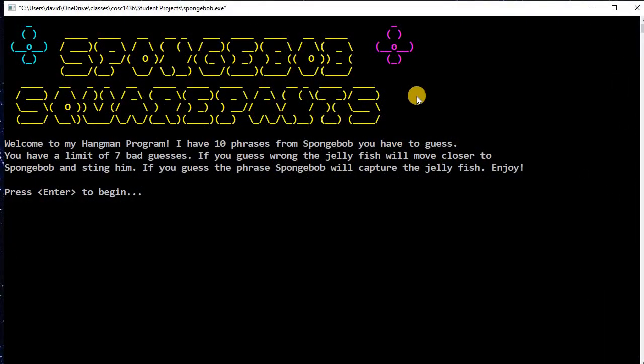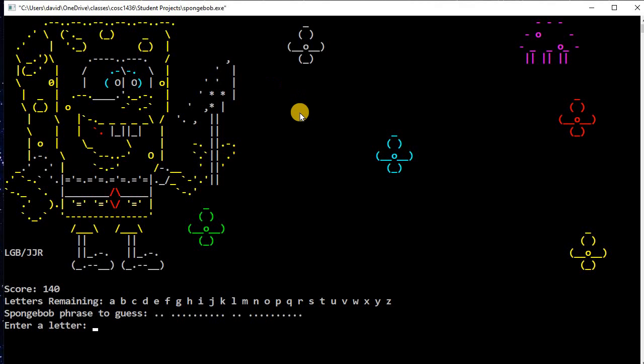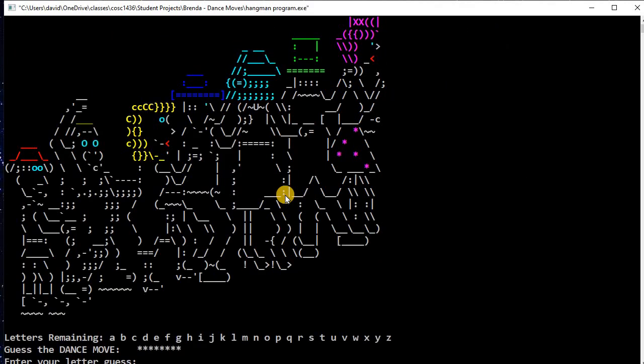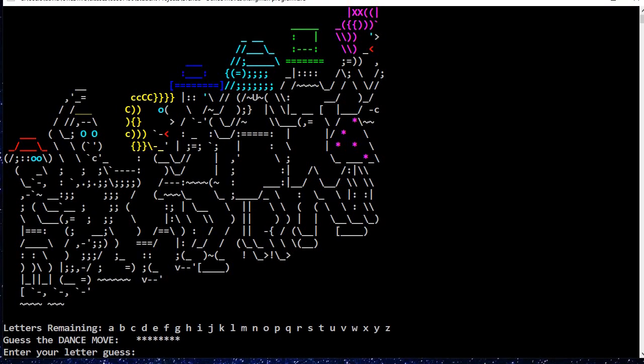Okay, so another one. This one is based on SpongeBob. And so anyway, you can see the ASCII art here. I forgot to read the first screen. So just giving you some ideas. And then the last one I was going to demonstrate is well-known dance moves. Put on your dancing shoes and come boogie on my guessing game. Oh, by the way, adding music or sound, I only know how to do that within Code::Blocks. You can do it within Mac also. If you're using an online compiler, I don't think that it is possible at all. Okay, so anyway, here's their ASCII art, and so you try to guess a letter.